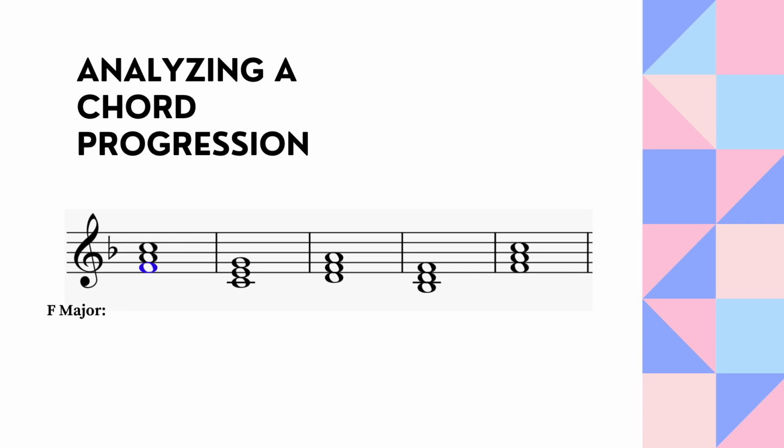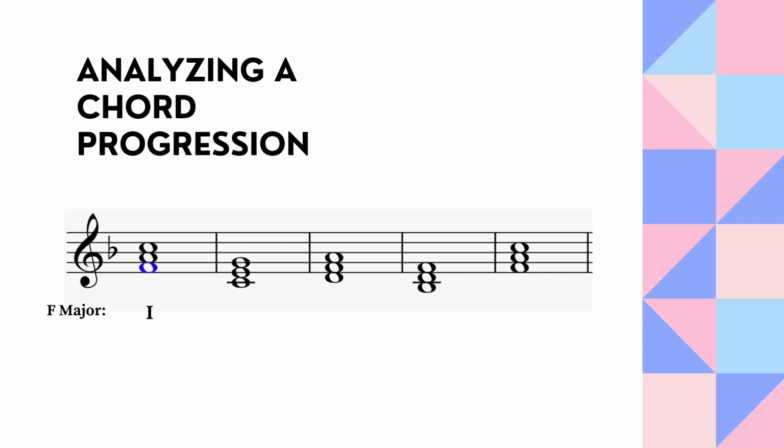Now, let's take a look at our triads. Right away, I see that the root of the first chord is F. Since we are in the key of F major, we will use an uppercase Roman numeral 1 for this chord, which is built off of the first scale degree.